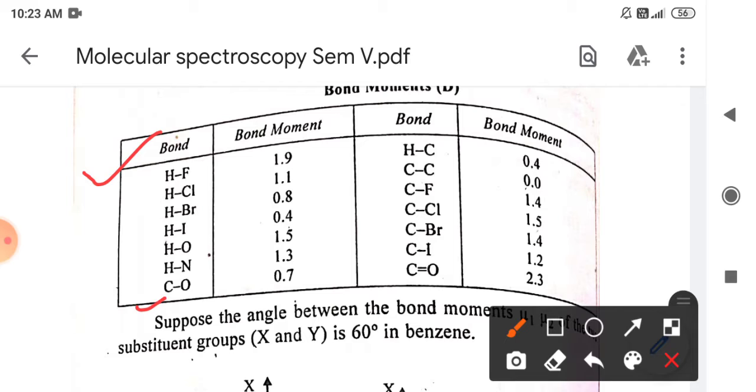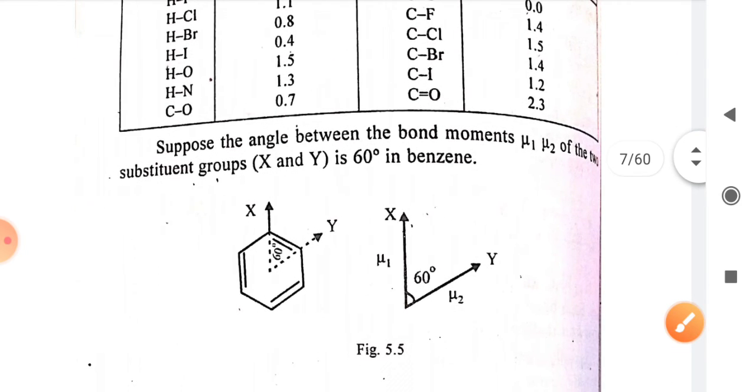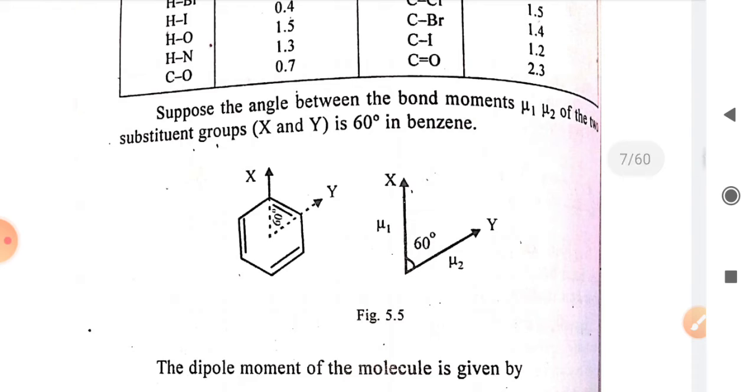Then the carbon-oxygen bond is 0.7, carbon-hydrogen is 0.4, carbon-carbon is 0, carbon-fluorine is 1.4, carbon-chlorine is 1.5, the C-Br bond is 1.4, the C-I bond is 1.2, and lastly the carbon-oxygen double bond is 2.3. All the units are in Debye. So consider now the specific examples.